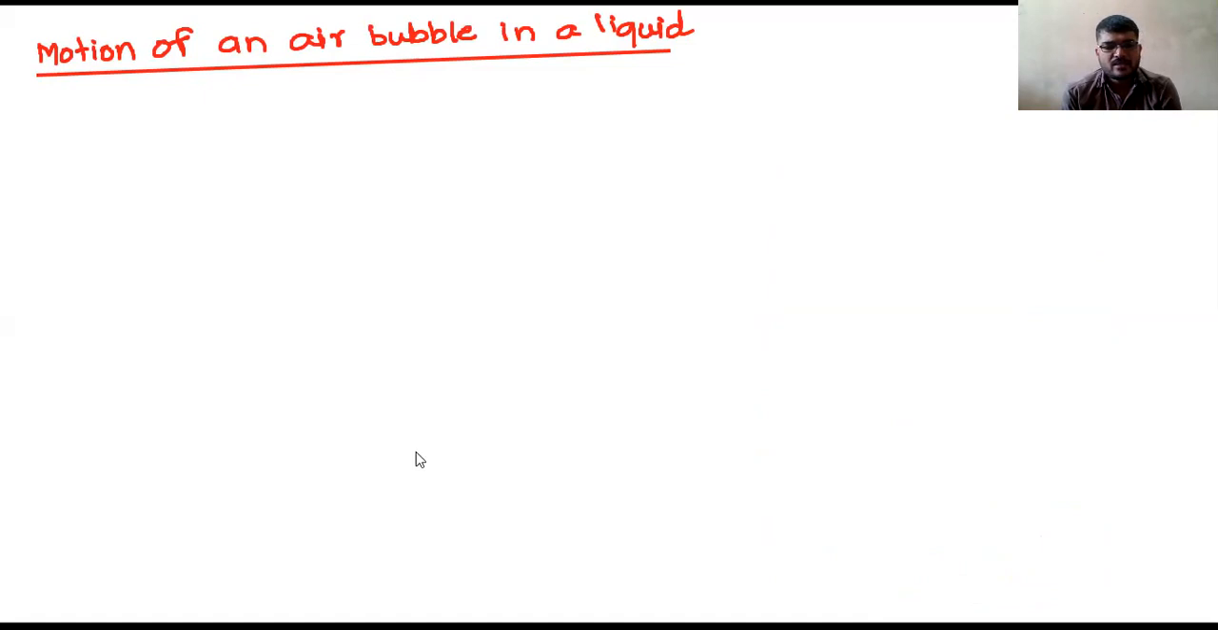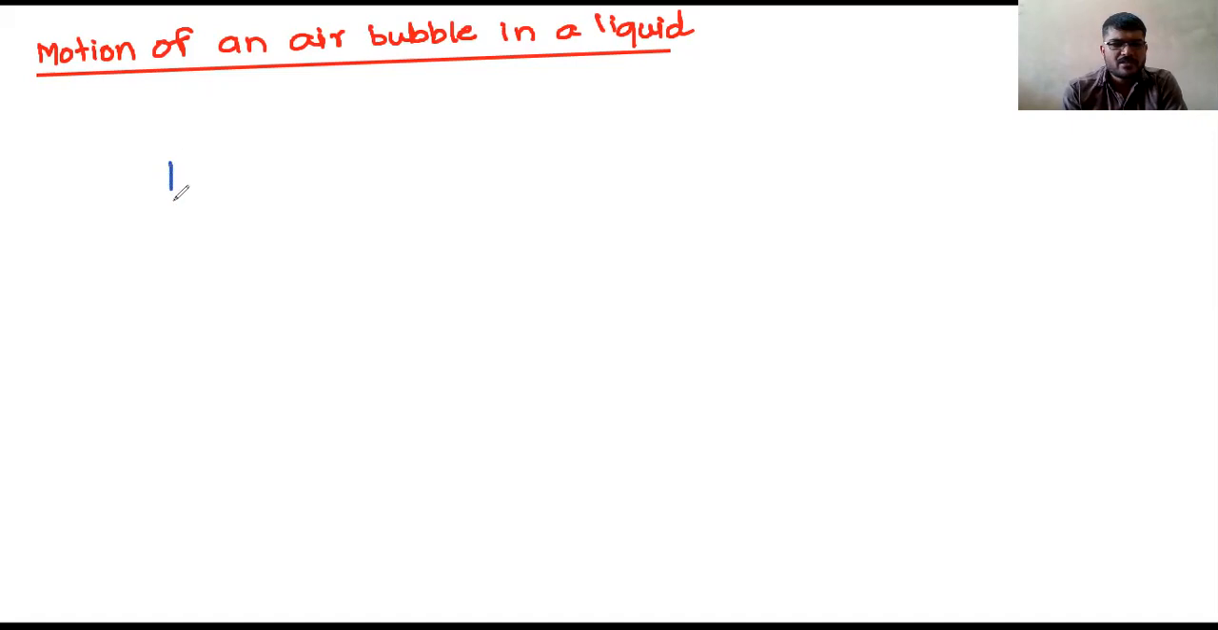Again, let me take one container. In daily life you have seen fish kept in a glass box, and you might have observed that bubbles are coming up. When they are coming up, their size rises. You might have seen this type of thing in some shops. It's attractive, right? So let's see here.